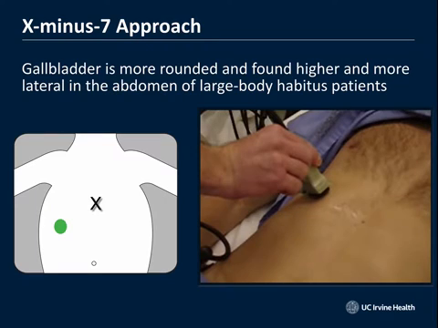So getting between the ribs is the trick sometimes on larger habitus patients, and you get a lot more lateral, almost into the position where you do your FAST scan and you're looking at Morrison's pouch. If you see the kidney, you're really lateral, or I should say you're really posterior. You might want to come a little more anterior to get to that gallbladder then.